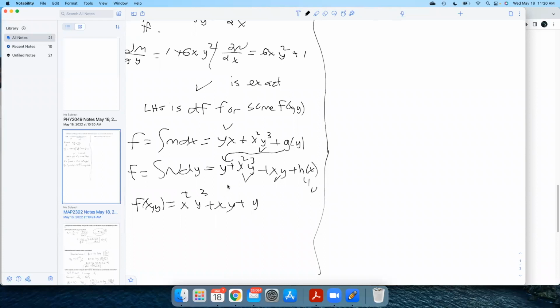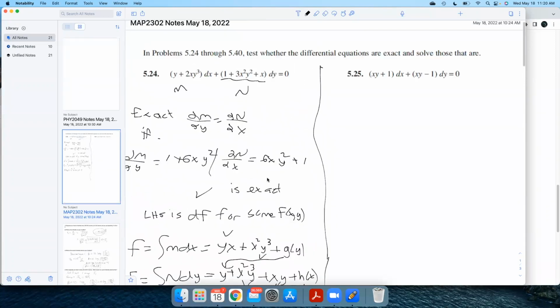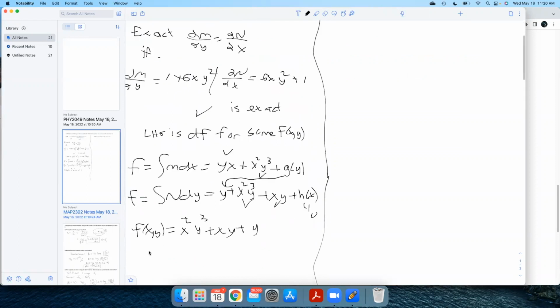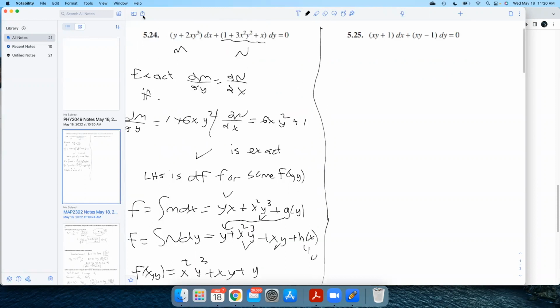So I've got f. I'm not done. That's not the solution to the DE. The original DE up here said that the differential of f must equal 0. Remember, that's what the left-hand side here is. That's the full differential. And that equals 0.